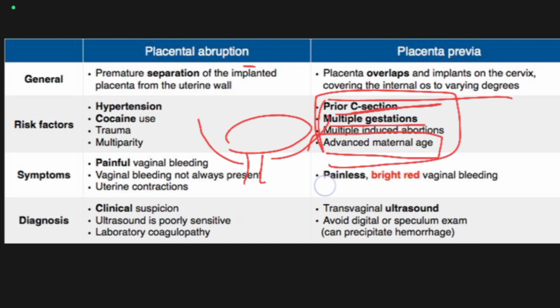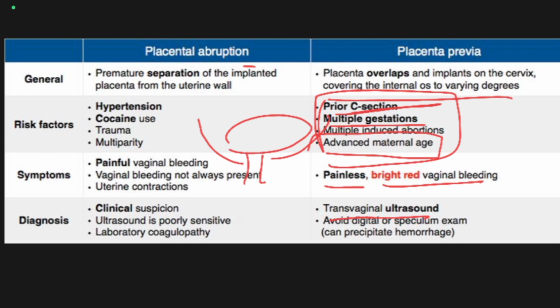Symptoms for this are painless, since there is no tear, so no need to worry, there is no pain, but the bleeding will be excessive and it is bright red in color. The diagnosis, that is the examination that is performed, is transvaginal ultrasound.